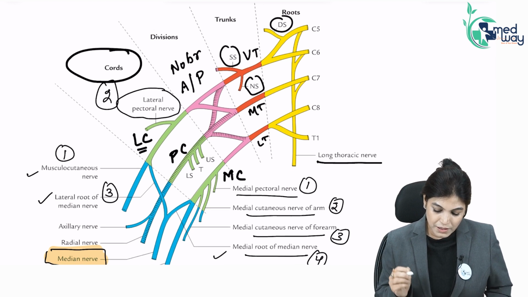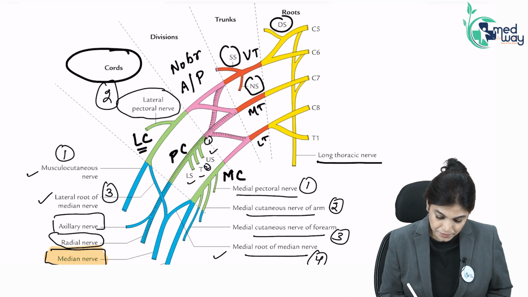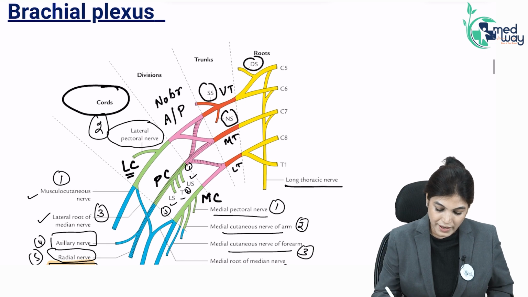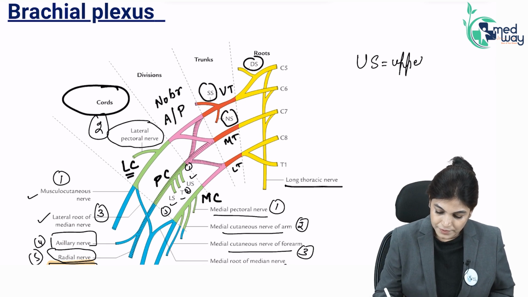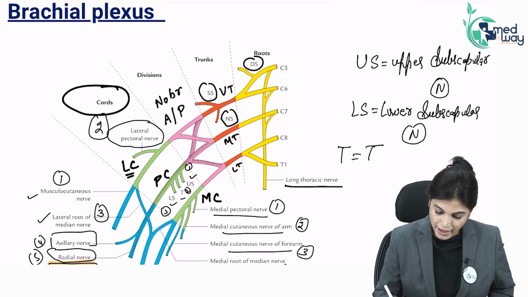Now talking about the branches from the posterior cord, you can see it is written US, LS and T, and also the largest branch, that is the radial nerve, and axillary nerve. So these are again 5 branches from the posterior cord of brachial plexus. You can just write here: US stands for upper subscapular nerve, LS stands for lower subscapular nerve, and T stands for thoracodorsal nerve.